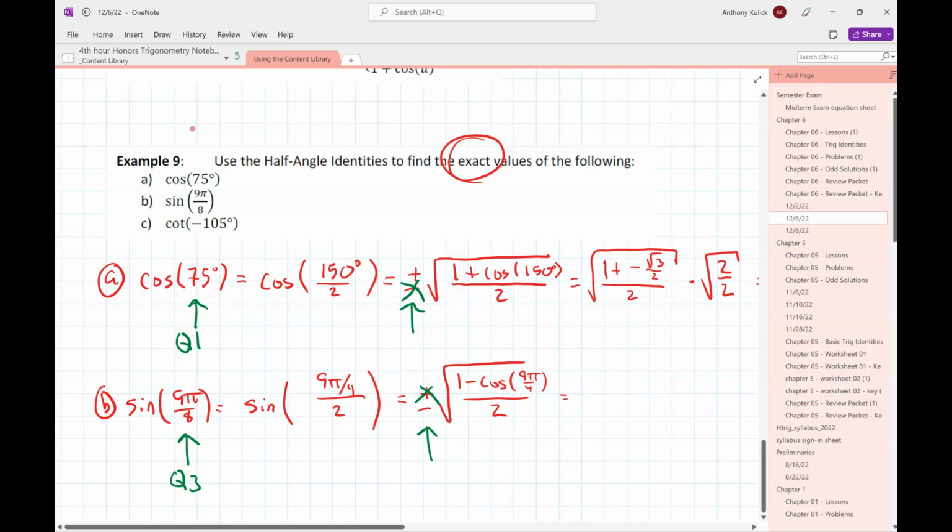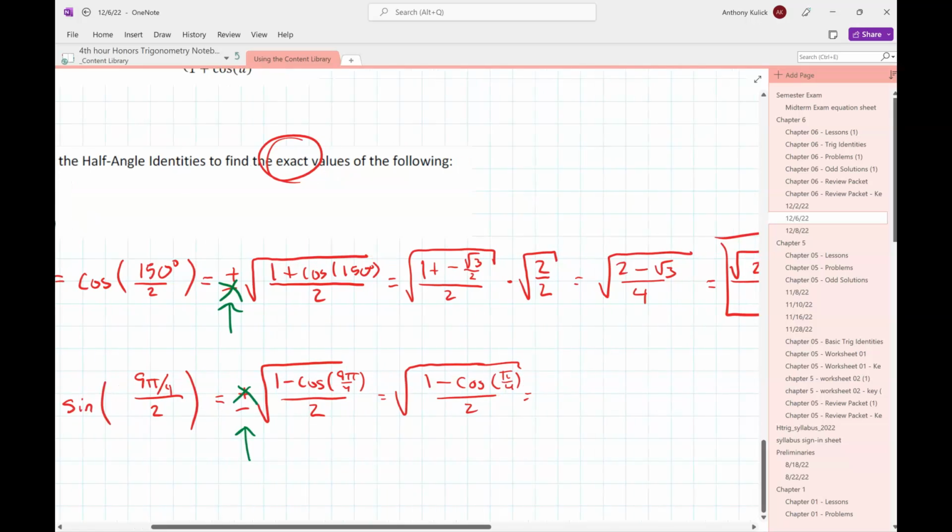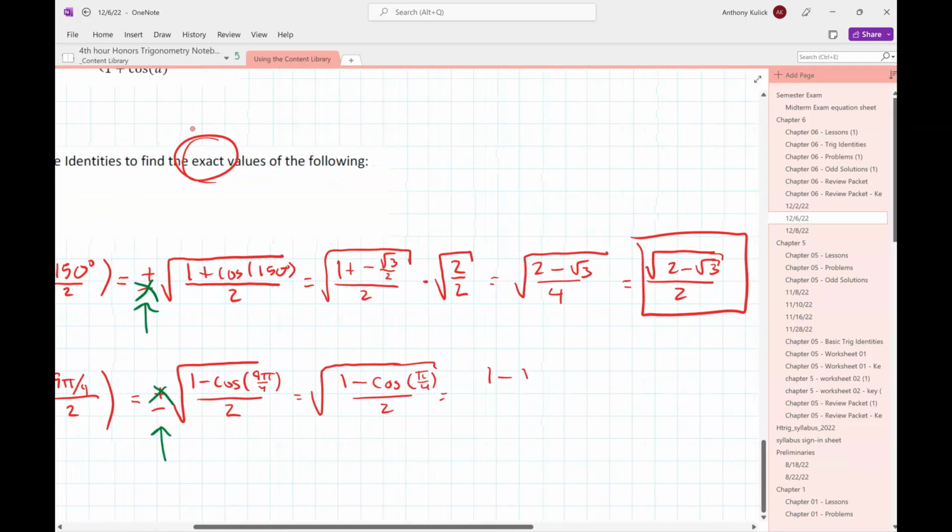Cosine of 9 pi over 4. 9 pi over 4 isn't on the unit circle, is it? But it's coterminal to what angle on the unit circle? Pi over 4. Yeah, if I just subtract 2 pi from that. And when I go to my unit circle, cosine of pi over 4 is root 2 over 2.